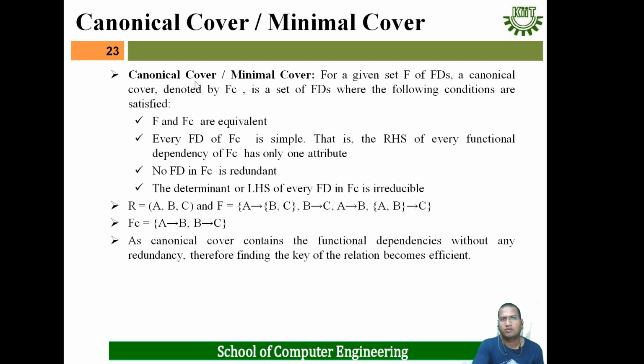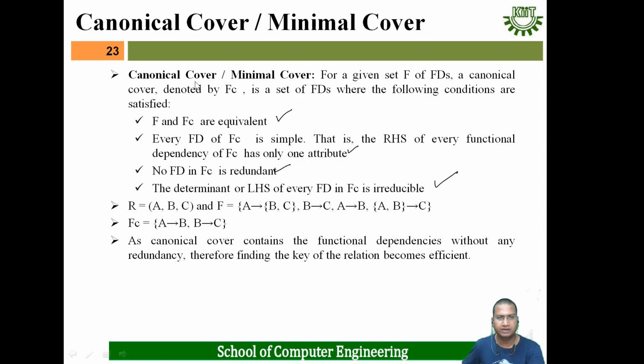Then the canonical cover or minimal cover. How to find the canonical cover? What is a canonical cover or minimal cover? For a given set F of FDs, a canonical cover denoted by FC is the set of FDs where the following conditions are satisfied: F and FC are equivalent, and every FD of FC is simple, that is, the RHS of every functional dependency of FC has only one attribute. No FD in FC is redundant, and the determinant of the LHS of every FD in FC is irreducible. Then we can say that this is the canonical cover.